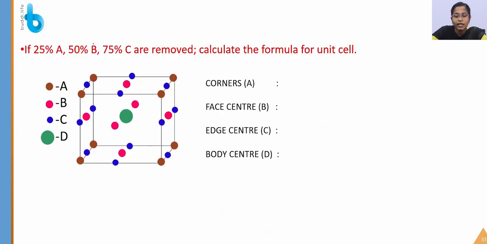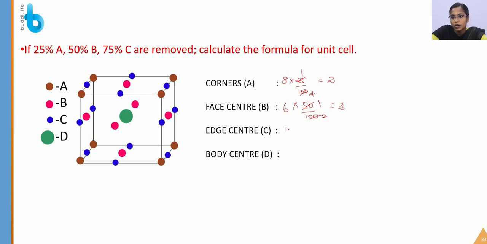If 25% A, 50% B and 75% C are removed, calculate the formula for the unit cell. In the whole unit cell, we are going to remove 25% of A. How many corner atoms are there? 8, and we are going to remove 25% of them, so the answer is 2. We are going to remove 2 A atoms. Then B atoms: totally 6 B atoms are there, and 50% of them are going to be removed, so the answer is 3. We are going to remove 3 atoms.